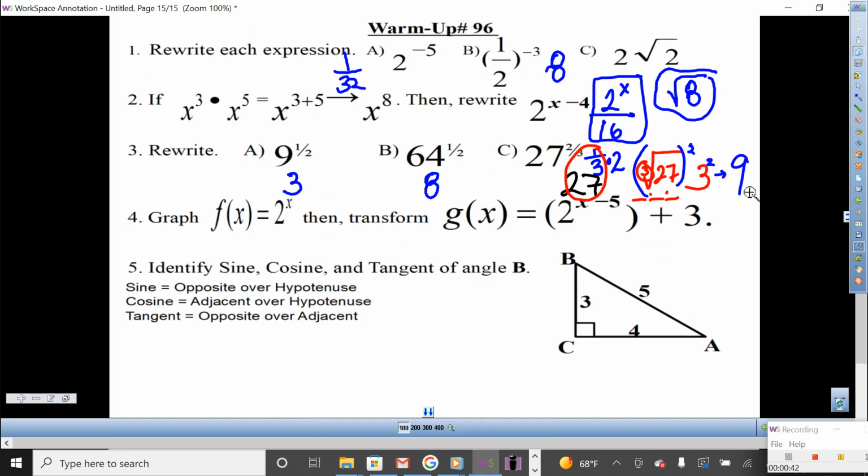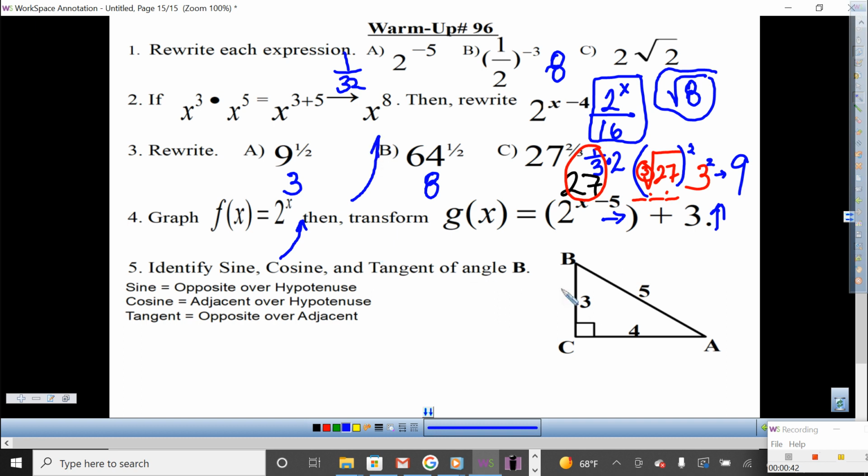All right. Next. This is a parent exponential function, your home plate, remember that? There it is. And according to this transformation, it's moving 5 to the right and 3 up, so it's going to be somewhere up here.